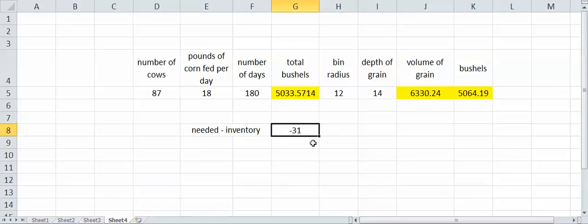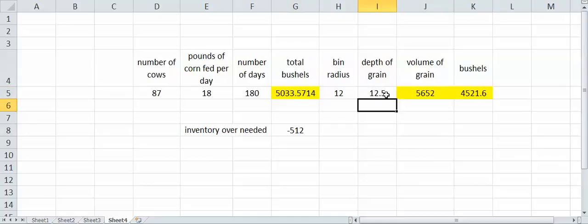I could change this around also if I wanted to. Might make more sense if I do that. Let's call this inventory over needed, which probably makes more sense. Is what do I have minus what do I need? Yeah, so I have 31 bushels in this case, more than what I need. If I go back to my initial problem, I'm 512 bushels short. Yeah, that makes more sense to do it that way. But you can see, you can very easily adjust how you've computed the spreadsheet. Pretty simple.